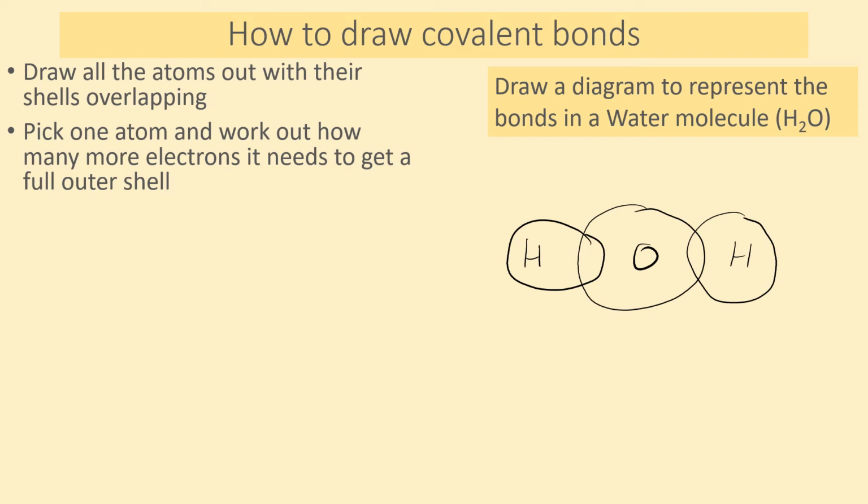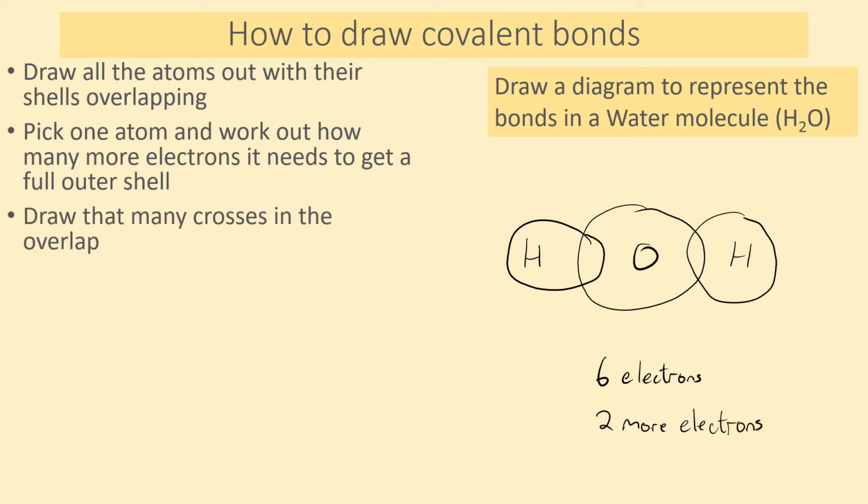And pick one atom and work out how many more electrons it needs to get a full shell. I'm going to pick oxygen because it's the only one I've got 1 of. So I've got 6 electrons. I need 2 more electrons. I need to get 2 more electrons. So I'm going to draw that many crosses in my overlap. Now, I could draw both my crosses on this side, but I've got nothing on that side. So I'm going to divide it into 2 and draw 1 in each one.